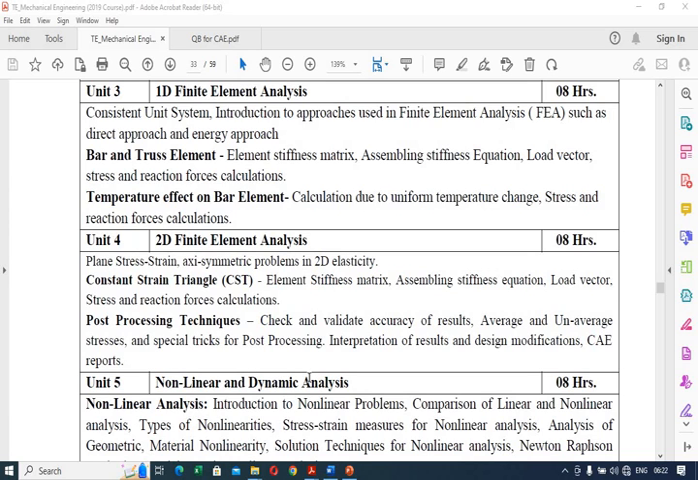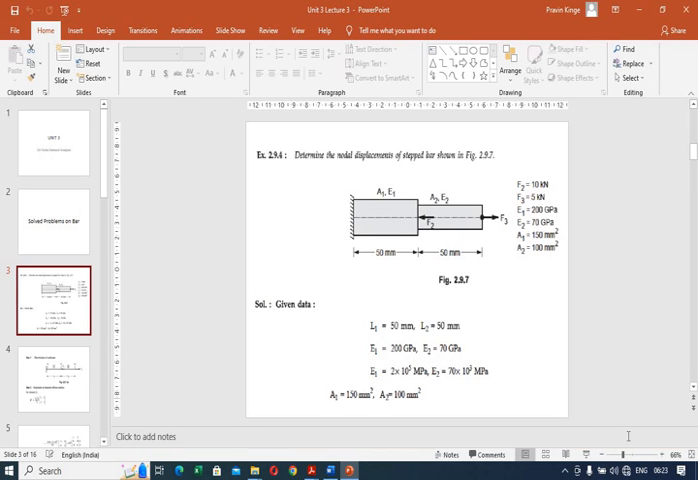The third section is the temperature effect on the bar element. For the bar element, numericals are asked with the thermal effect, including calculation due to uniform temperature change, and stress and reaction force calculations. Today I am going to explain one numerical, so we will go through that numerical.